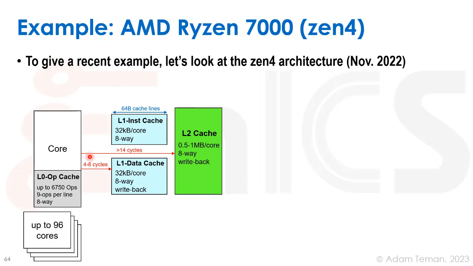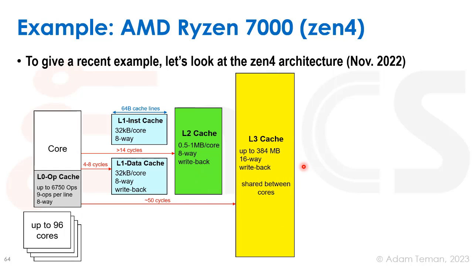Then we have our L2 cache, which is going to take more cycles to access, and it's going to already have between half a megabyte to a megabyte for each core. But put it this way, each of these cores has its own L0, pair of L1 caches and L2 cache. These are not shared, they're just personal to that core. It's also going to be 8-way because 8-way, I guess, gives a low enough miss rate, and they're all going to be write-back caches.